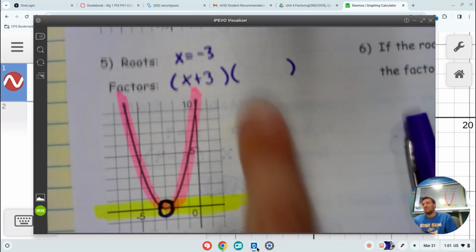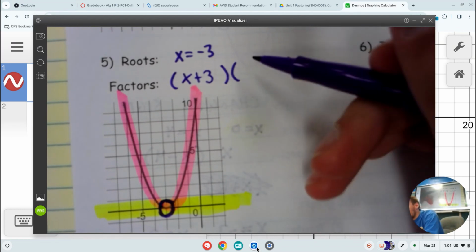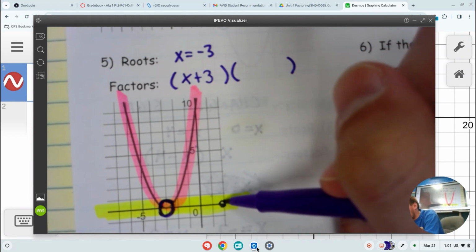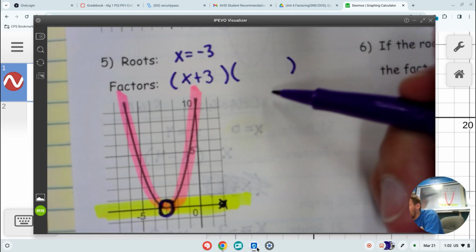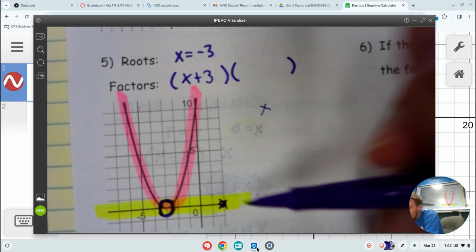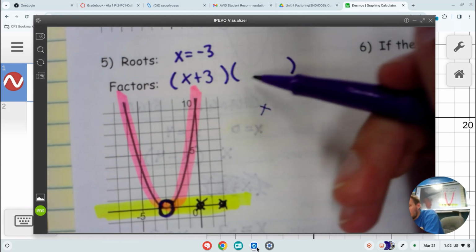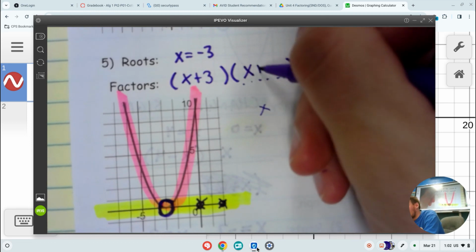So what are we going to do? What are we going to put in this factor spot? We have to have something, but we have to be careful. If I put x minus 2, that means it has to cross at +2, which it doesn't. If I put a plain x here, that means it has to cross at 0, which it doesn't. So what am I going to put in this factor spot? What did you say? Another 3. The exact same thing again.